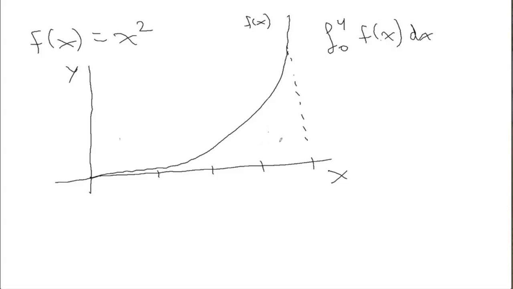The trick is we're going to approximate the area using rectangles. So we're going to split up this series from 0 to 4 into 4 segments: 0 to 1, 1 to 2, 2 to 3, and 3 to 4. And on each of those segments, we're going to draw a rectangle at the right endpoint.